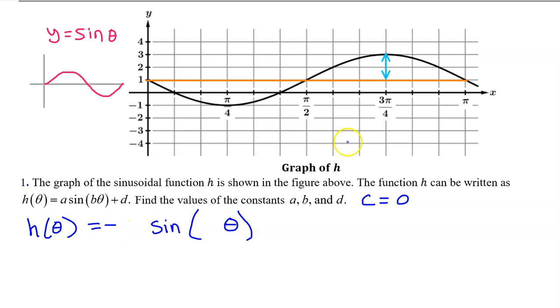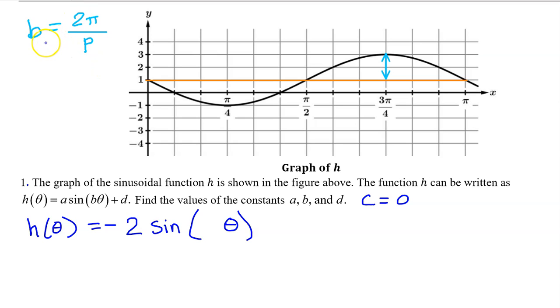Specifically, the a value will be the opposite of the amplitude. The amplitude is the distance from the midline to the maximum value. In this case, the amplitude is 2, so the a value will be negative 2.